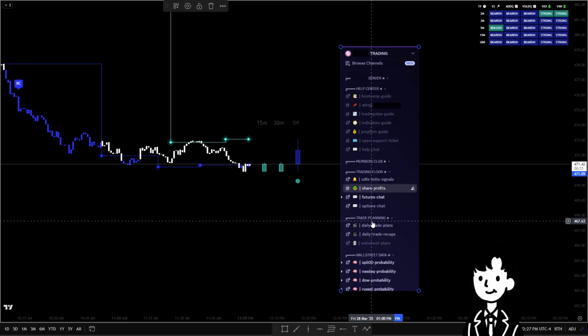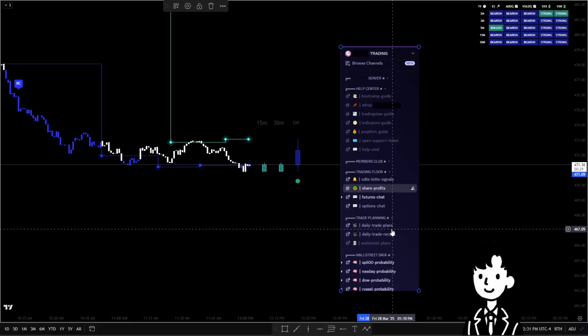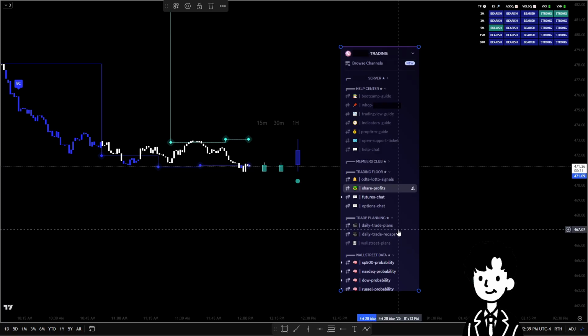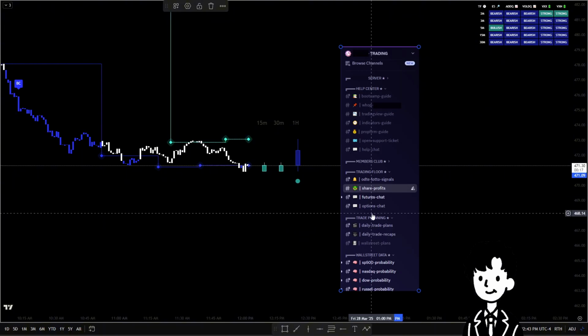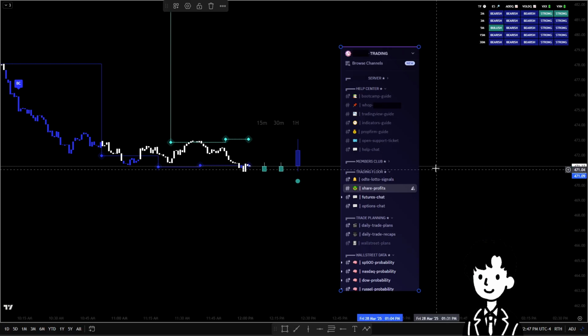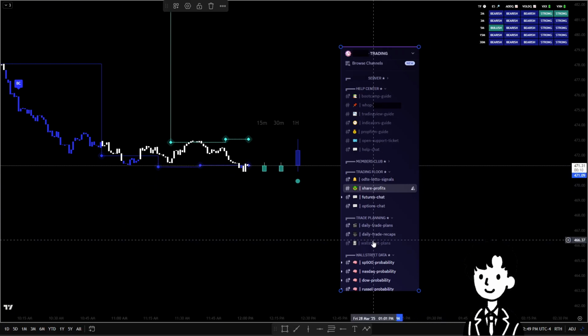And then the owner who made these indicators, he explains how exactly he trades and what he does on a day-to-day basis. So he does prep, he draws support resistance, supply demand, key levels. So daily trade plans, trade recaps. It's all really good stuff.